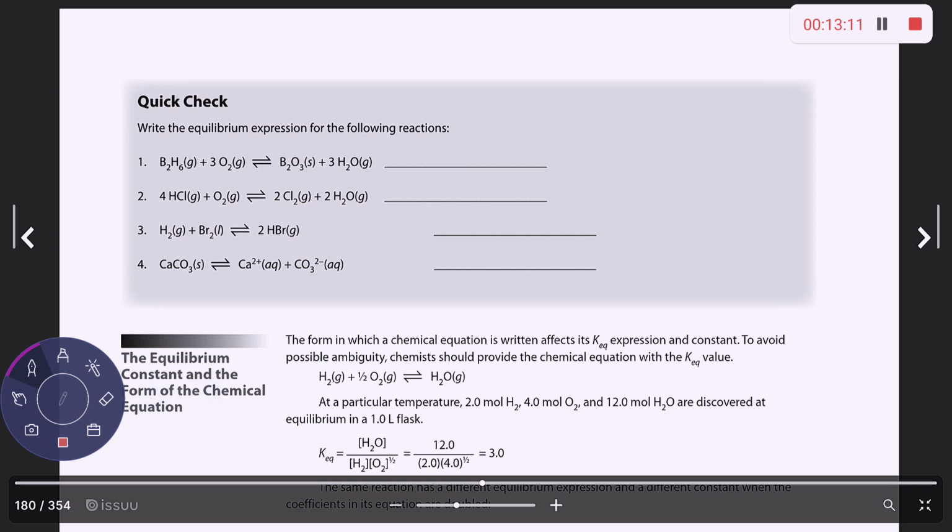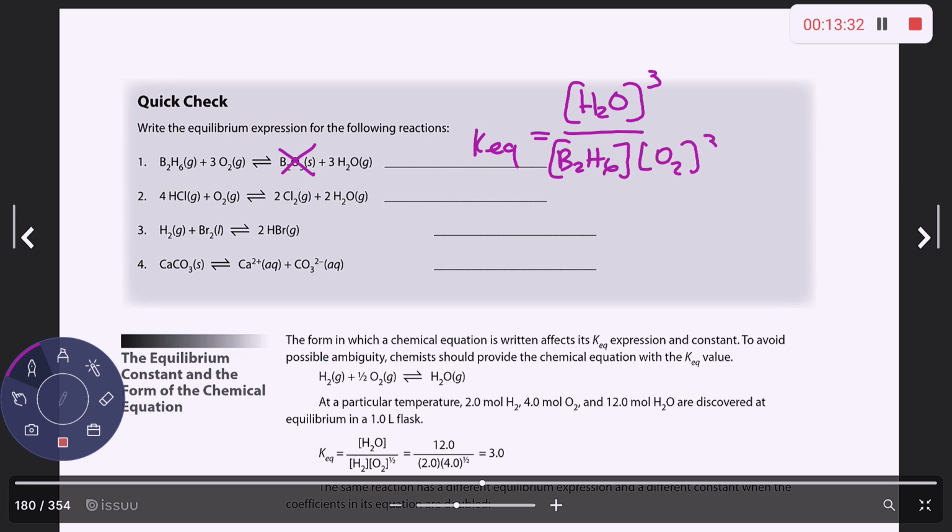And number 1, which would be omitted from the equilibrium expression? B2O3, yep, this one. So that means your equilibrium expression would be H2O in brackets raised to the 3rd power over B2H6 times O2 raised to the 3rd power. Right? Product concentration over reactant concentration, and whatever the coefficients are, those become the exponents.